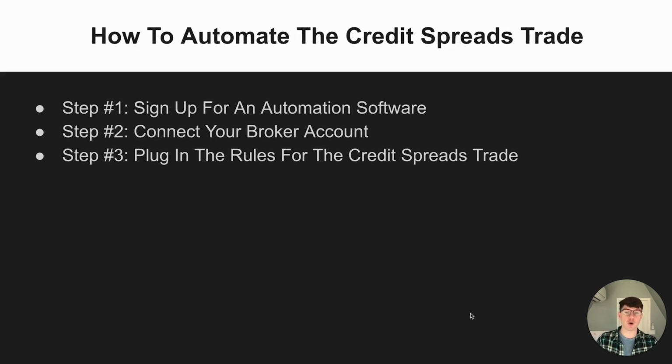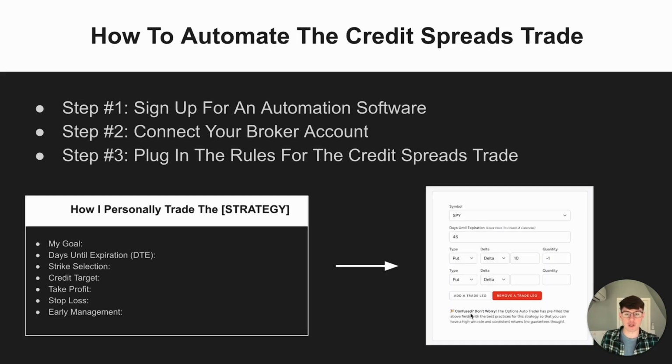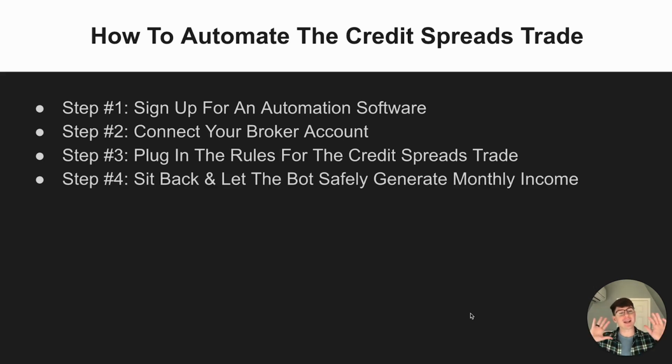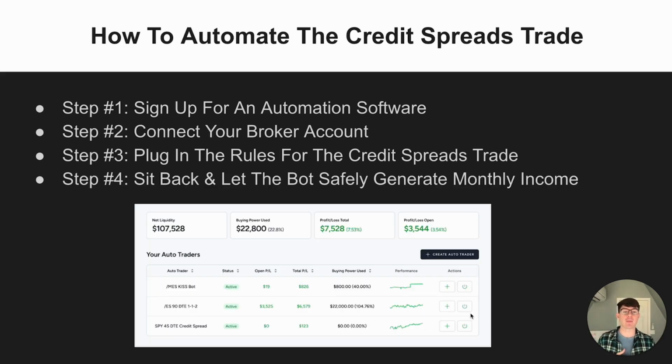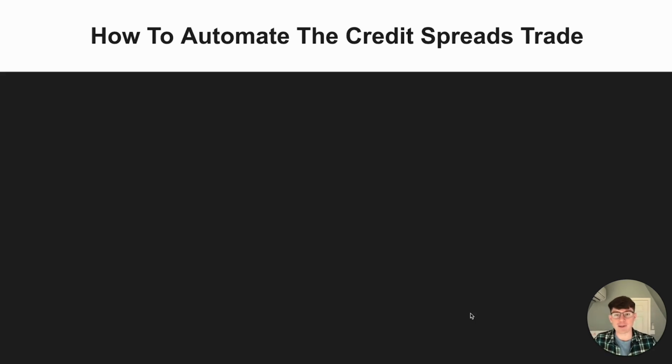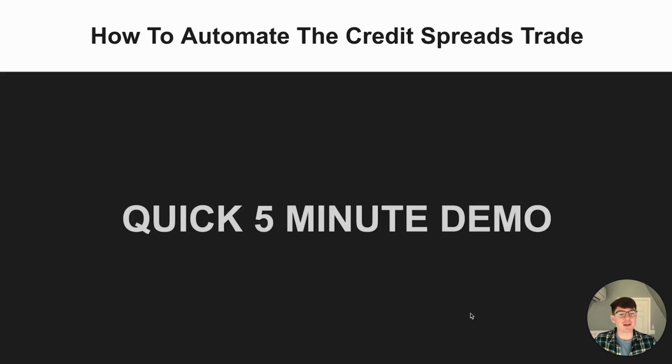Once you connect your broker account, you want to plug in the rules for this strategy. So take the rules I gave you and plug them into the bot. I'll show you a quick demo of that in a second. Then from there, you'll let the bot run and generate monthly income. Here's an example of a bot that's made me $7,500 so far this month, which has been pretty great. Here's a quick 5-minute demo so you can see exactly how this works and how it's actually quite simple.